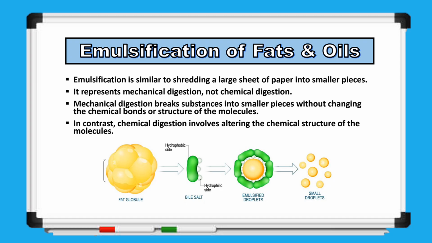Each bile salt has a hydrophobic side that attaches to the fat globule, and a hydrophilic side that interacts with water. This action splits the large fat globule into many smaller emulsified droplets, giving enzymes like lipase a much bigger surface area to work on.